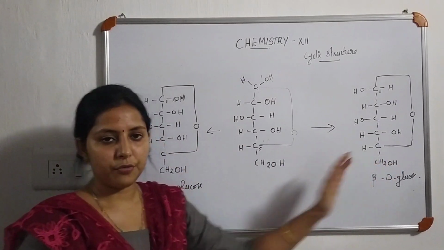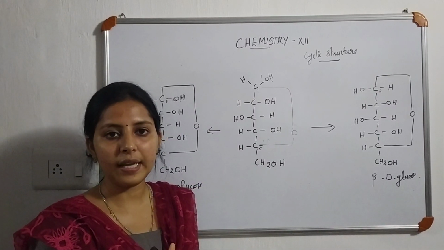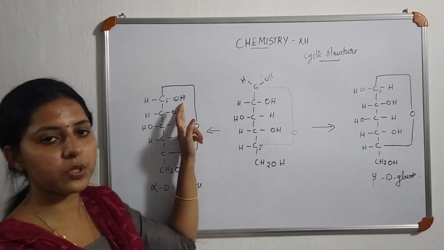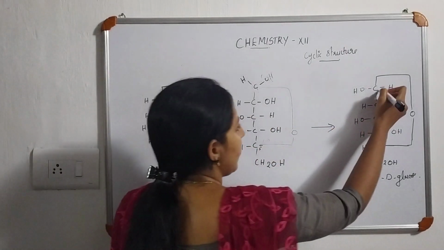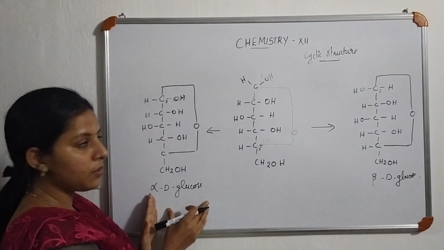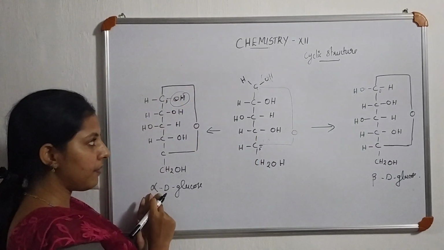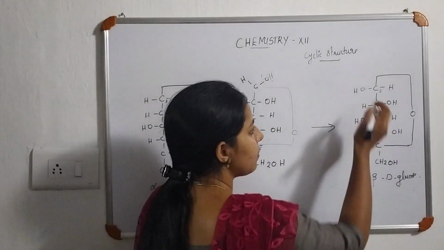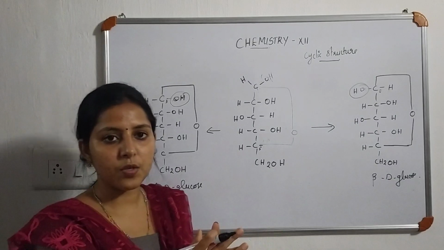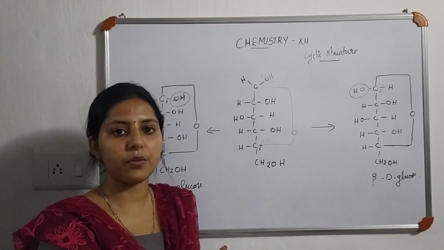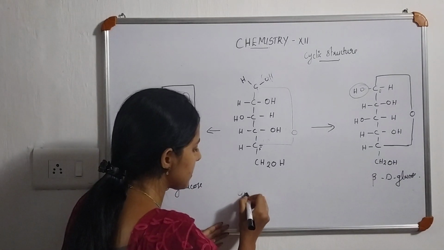These two forms, alpha form and beta form of glucose, differ only in the configuration of the OH group at C1, the first carbon. So this is the first carbon. In the case of alpha D glucose, the OH group is towards the right, so it is called alpha. And in the case of beta D glucose, the OH group is towards the left. Such isomers which differ only in the configuration of the OH group at C1 are called anomers.